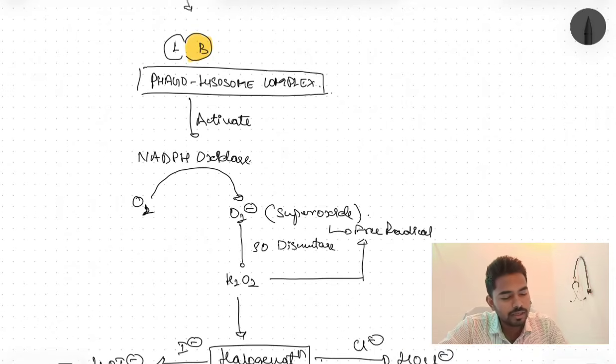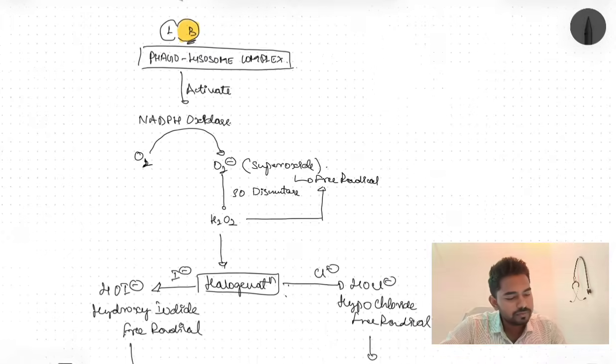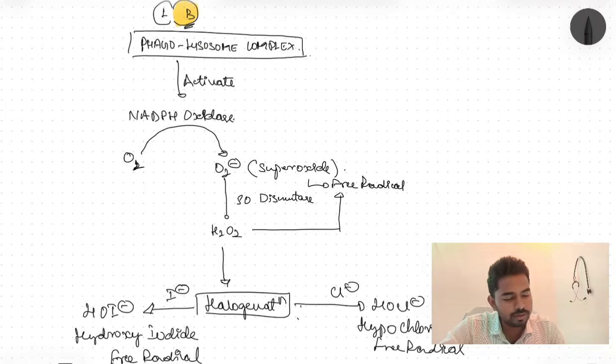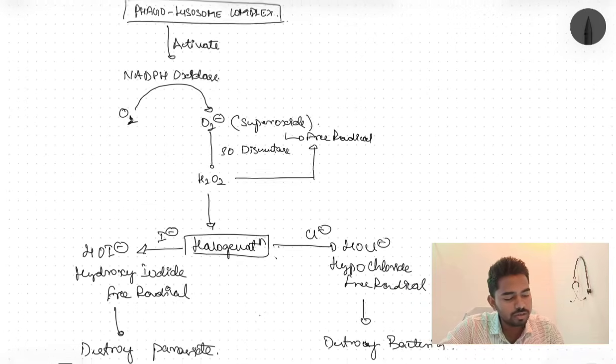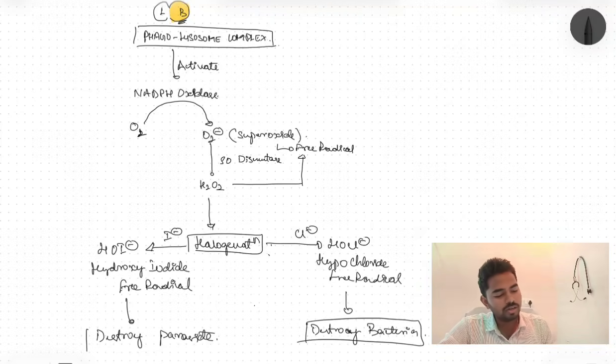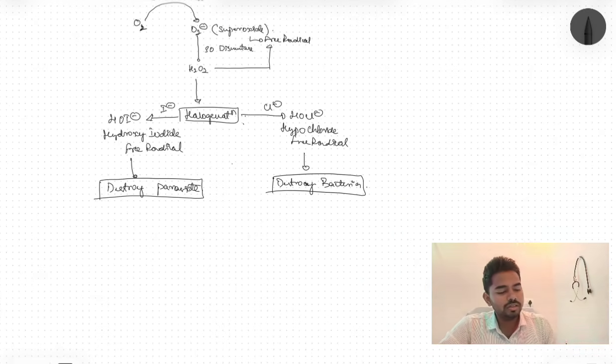There was bacteria here, phagolysosome complex formed, activation of NADPH oxidase, superoxide formed, hydrogen peroxide on halogenation formed hydroxyiodide free radical and hypochlorite free radical. Hypochlorite free radical destroys bacteria and hydroxyiodide will destroy parasite. So in the neutrophil, bacteria or any parasite is destroyed.